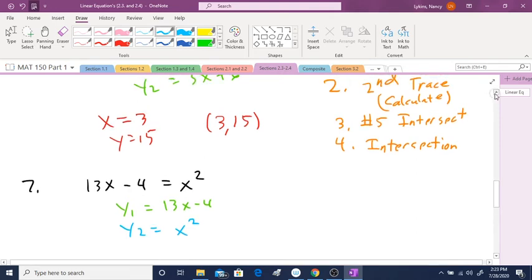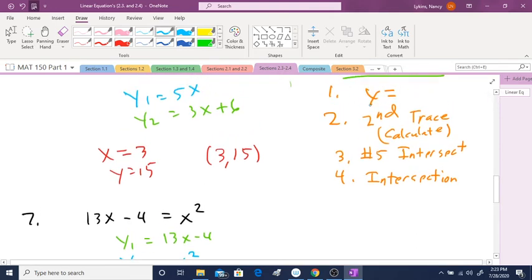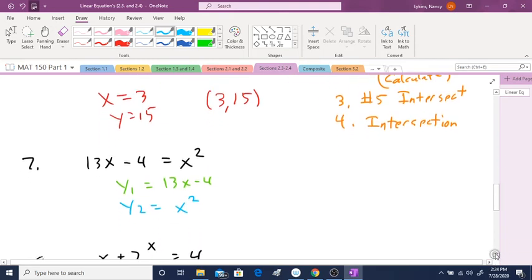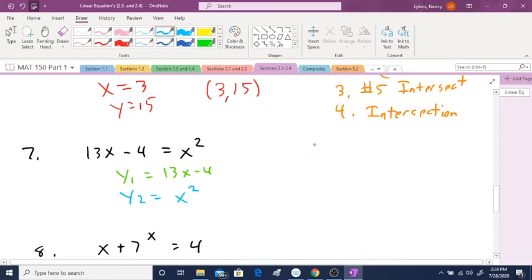So if I scroll back up here so I don't have to rewrite this. If you go back to the previous example where we put our y1 and y2 in our y equals, you can always clear it. The clear is right below the arrows on the right side. And you can always re-enter the new y1 and y2. So after you do y1 and y2, hit second and trace, option number 5 that says intersect, and you hit enter for the first curve, enter for the second curve, enter for guess, and then your intersection point.